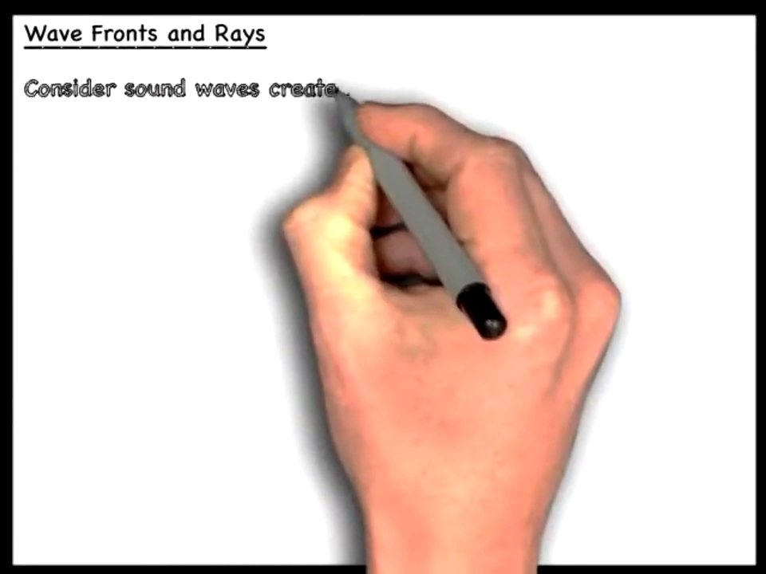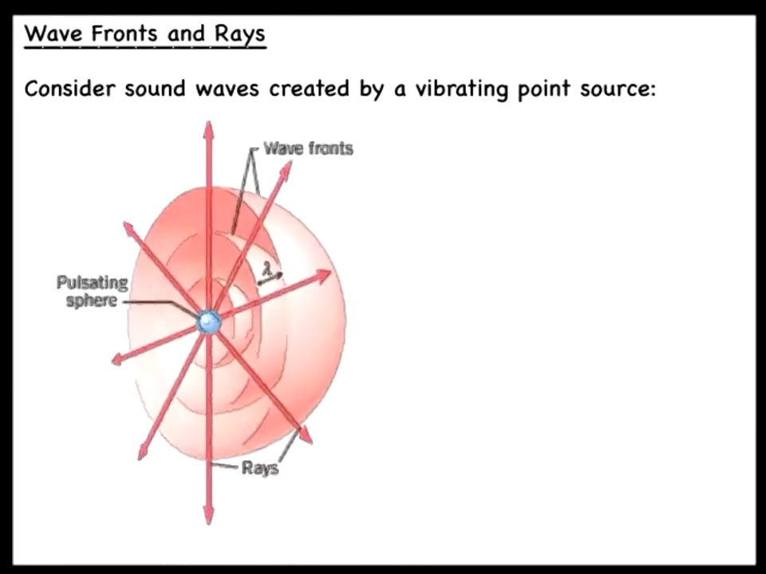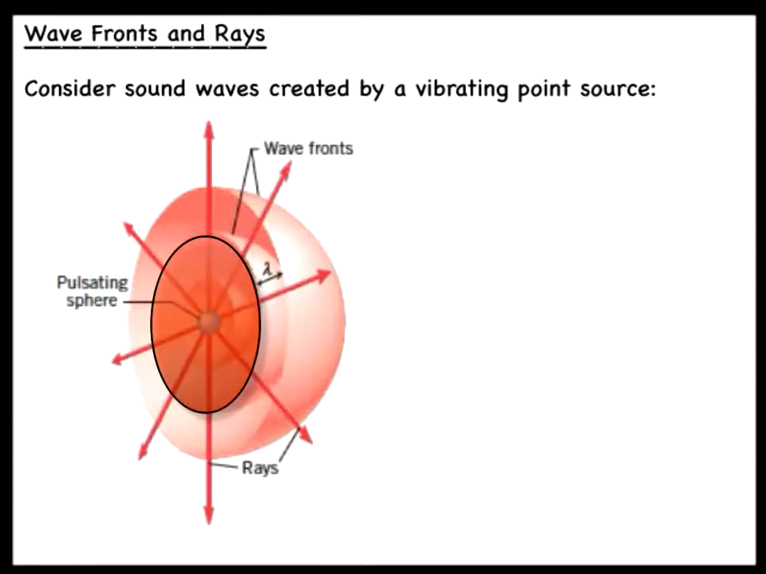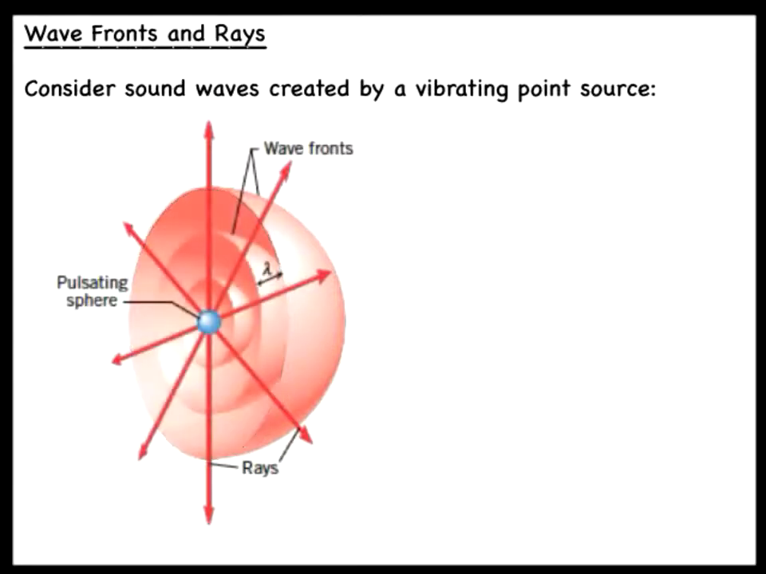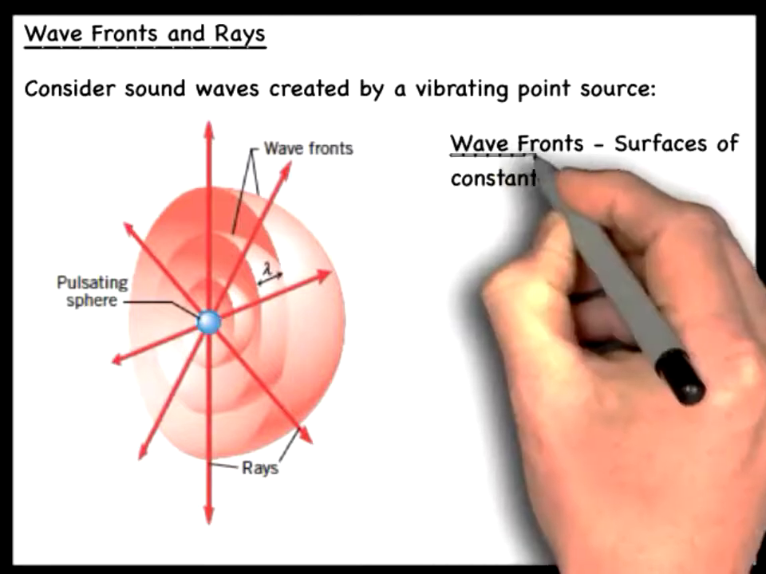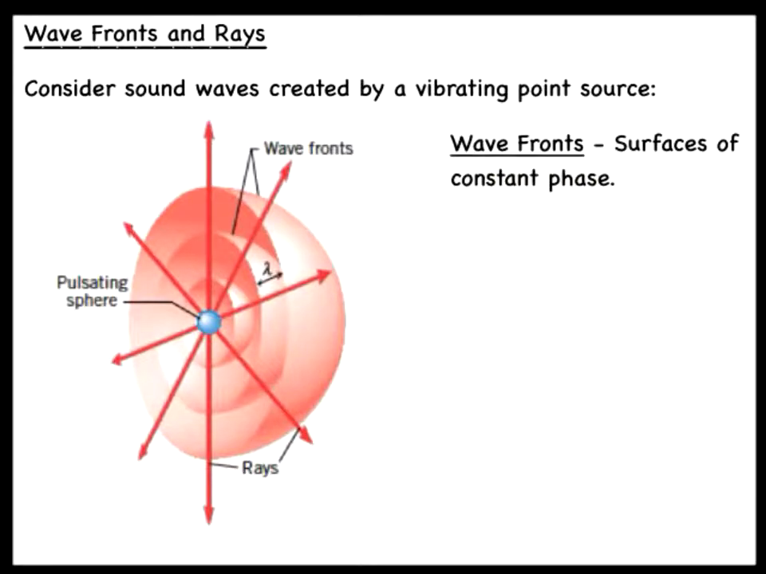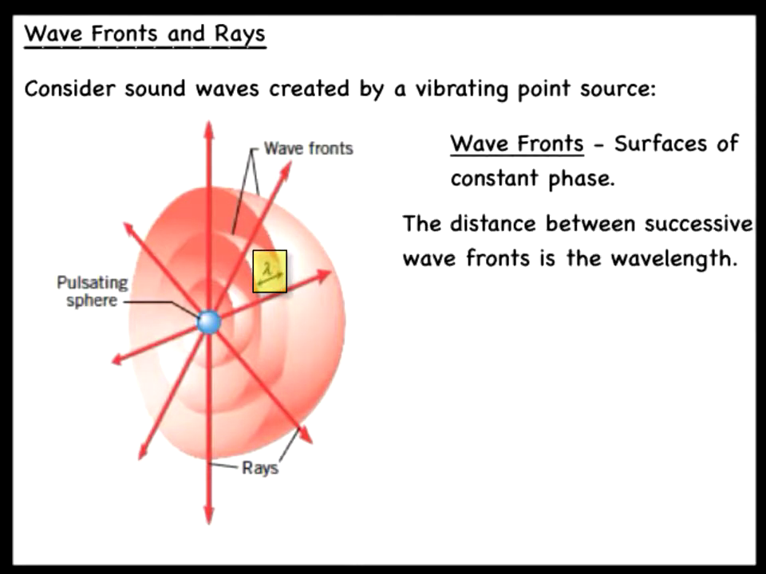Imagine a point source of sound vibrating with simple harmonic motion. Sound waves are produced that propagate out away from the source in all directions. To represent these waves, we draw surfaces through all the points of each wave that are in the same phase, for example, all the condensation points. These surfaces of constant phase are called wavefronts and are represented by concentric spherical shells. In the figure, we show them as hemispheres for clarity. The distance between each wavefront corresponds to the wavelength of the wave.